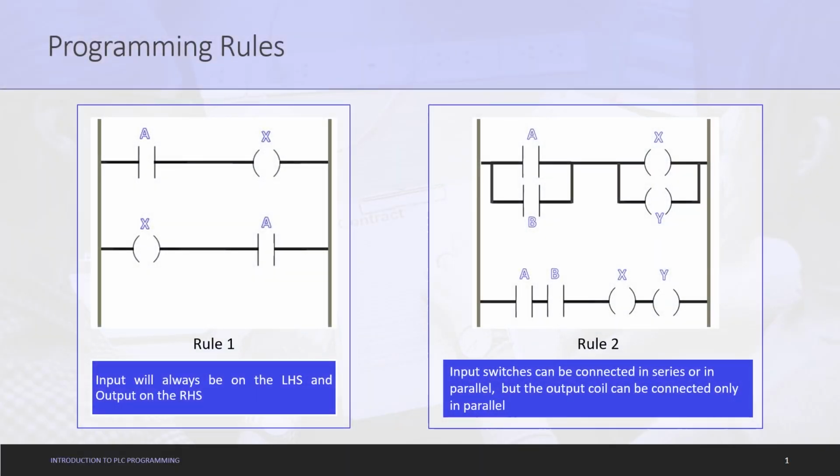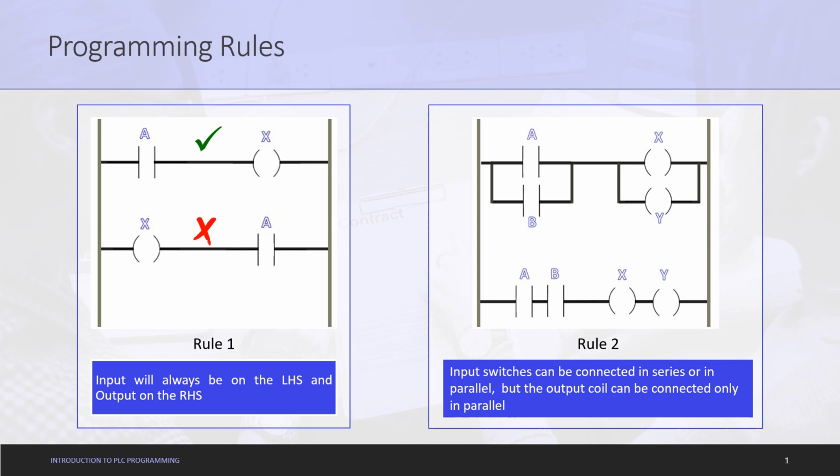There are many rules when it comes to PLC programming. Here we are only looking into the very basic rules that are needed to program very simple programs, like turning a light on and off, or implementing basic logic gates and such. The first and foremost rule is that we can only use the input on the left side and the output on the right side, and it cannot be the other way. The input should always be on the left and the output should always be on the right.